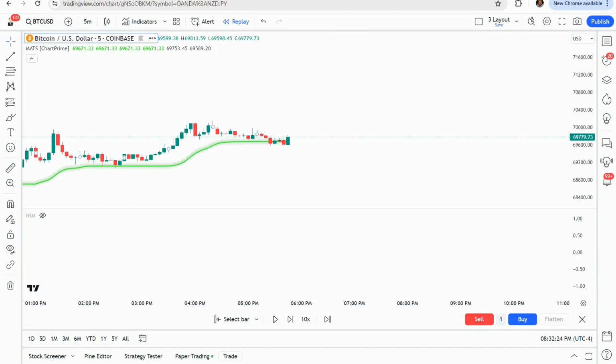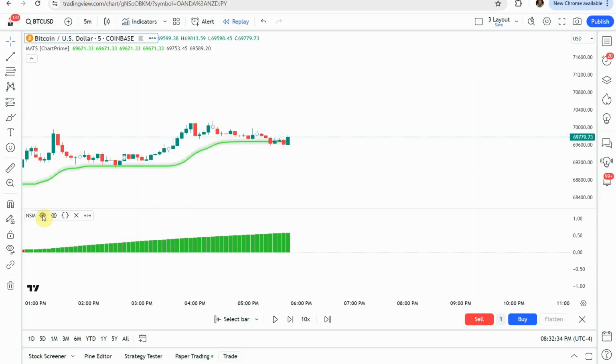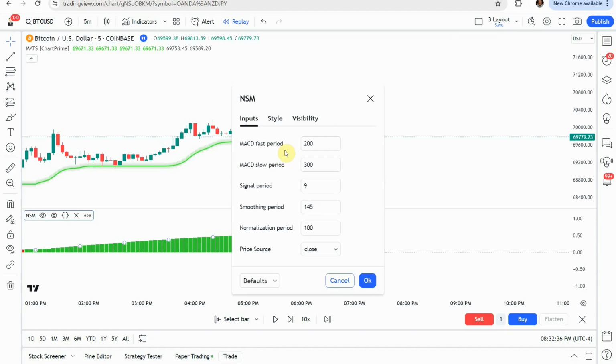Then the next indicator you will want to add to the screen is going to be the normalized smoothed MACD. And so it'll be this one right here. You'll click on that, add it to the screen, and click on the settings on this one as well. You'll change the fast period here to 200, the slow period here to 300, the smoothing period to 145, and the normalized period to 100.